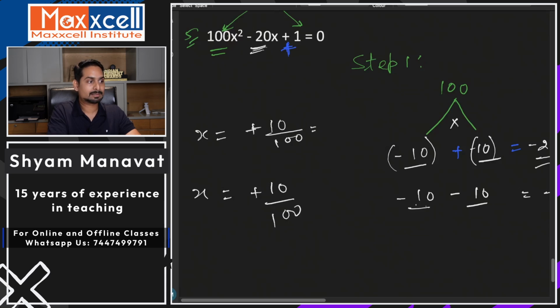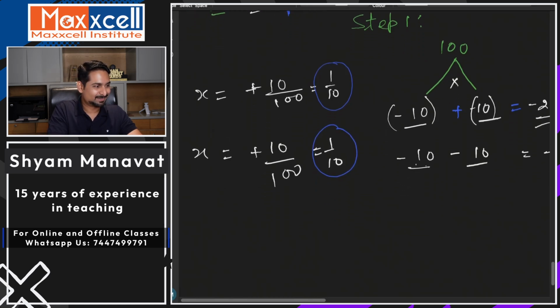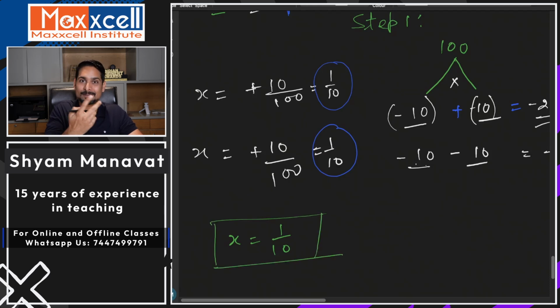So what is the final answer? 1 upon 10 and 1 upon 10. That's your final answer. Oh God, they are the same numbers. So x is equal to 1 upon 10. There is only one value, 1 upon 10. They are not two values.